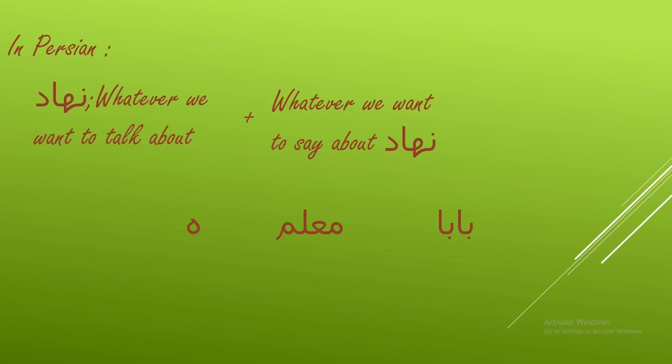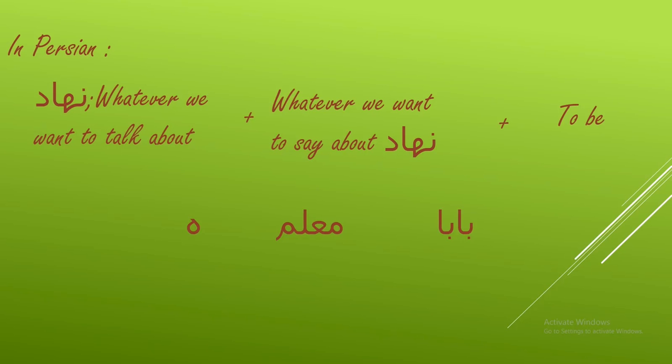I said, what is nahad? Nahad is whatever we want to talk about. Okay, so at first we use nahad, and then we add whatever we want to say about nahad. For example, we want to say nahad is beautiful, so we add beautiful here. And at the end, we use to be verb.